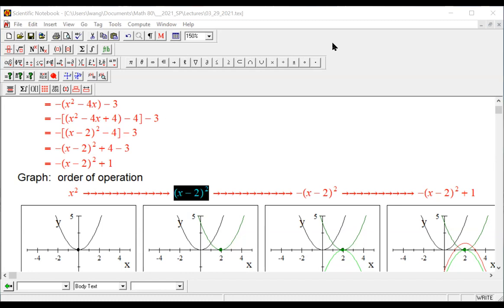I'm going to stop the share, and you are going to do the completing the square all over again. Get a fresh piece of paper, a new piece of paper. Try not to peek. Okay, ready? Go.